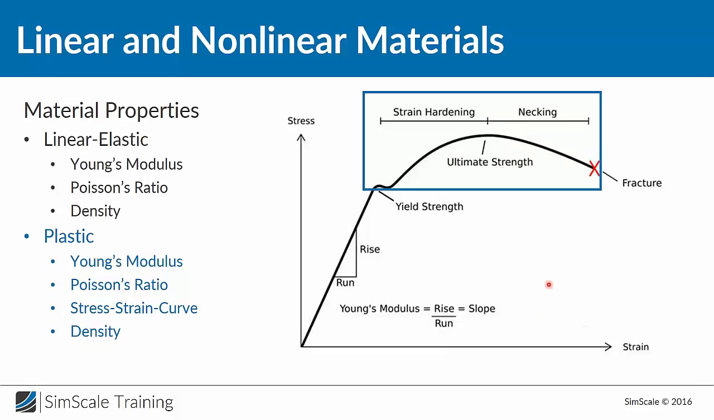And most of the materials, especially metals, have both of these behaviors. So for small loads, they behave linear elastic. And once you exceed the yield strength, they will start to behave like a plastic material. And a very important thing is, as long as you are within this linear elastic material behavior, there will be no remaining deformation.